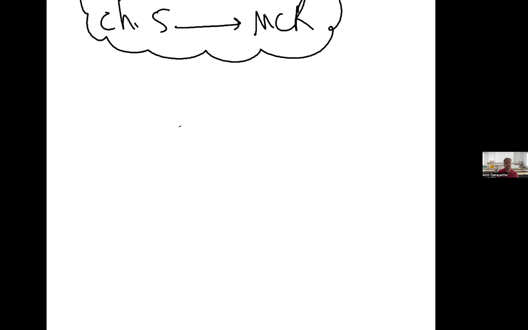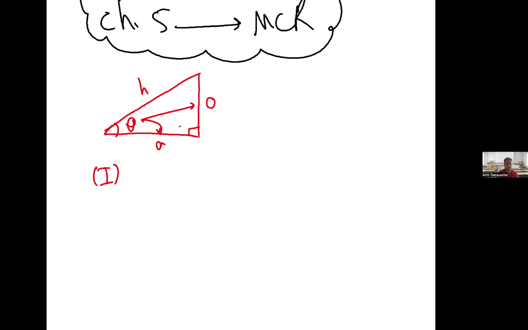Okay, so we said that we have two types of triangles: right angle triangles and non-right angle triangles. If a triangle is a right angle triangle, and this is angle theta, with respect to theta this is the opposite side, this is the adjacent side, and this is the hypotenuse. Consequently, we can conclude two theorems here.